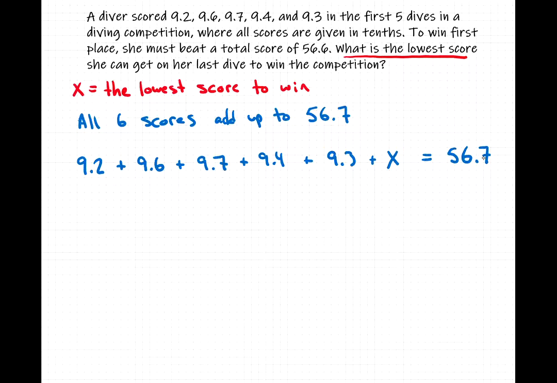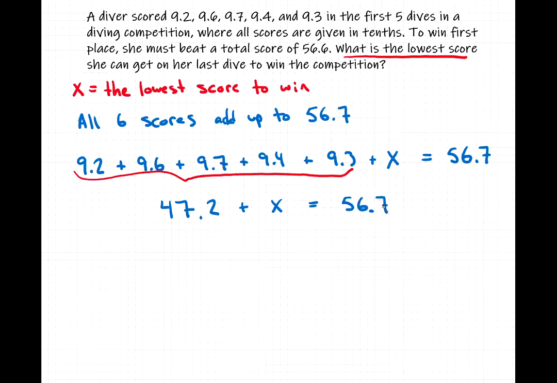All right, so let's solve for X. So the first thing we could do is combine the like terms. We have 5 numbers on the left-hand side. So let's add up these 5 numbers. And if you take out a calculator and plug those 5 numbers in and add them up, you will get 47.2. Then we still have the plus X is equal to 56.7.